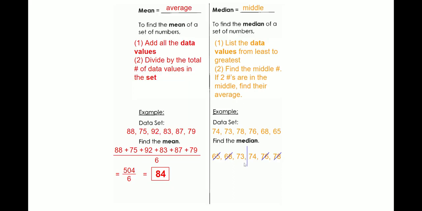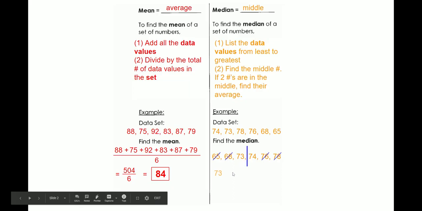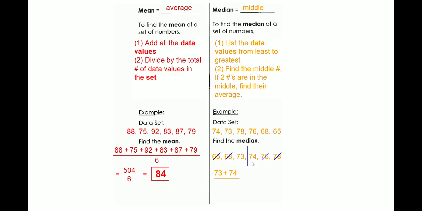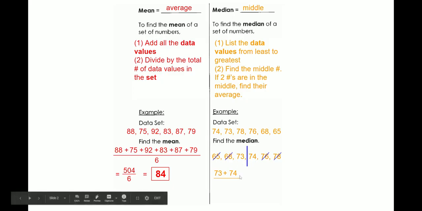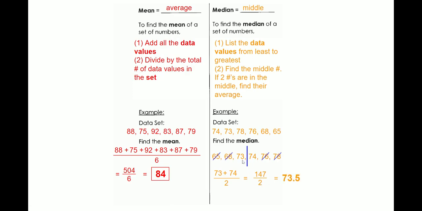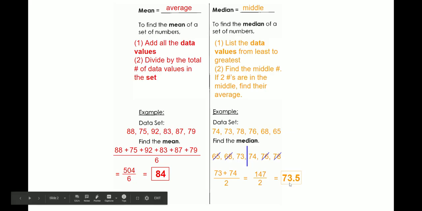So the average of these two numbers is 73 plus 74 divided by how many numbers I have up here. I have two numbers, so I'm going to divide by 2. When I add 73 and 74, I get 147, and my average is 73.5, which makes sense because you would think that the number in between 73 and 74 would be 73.5. So that's going to be my median.